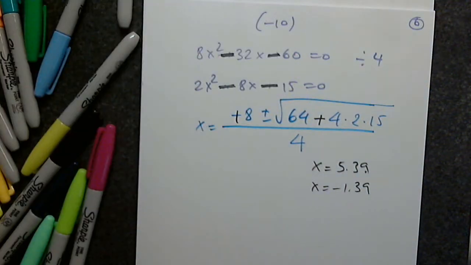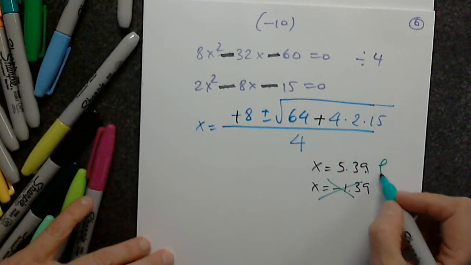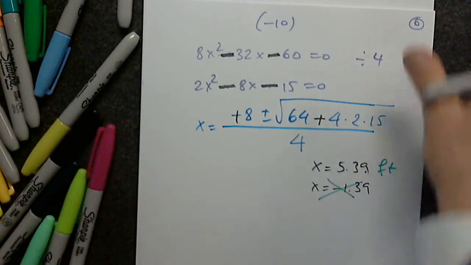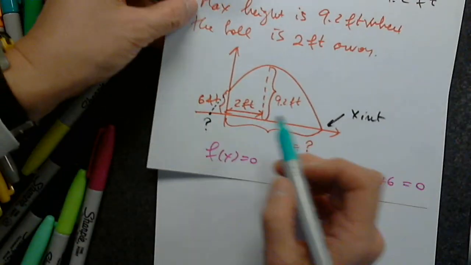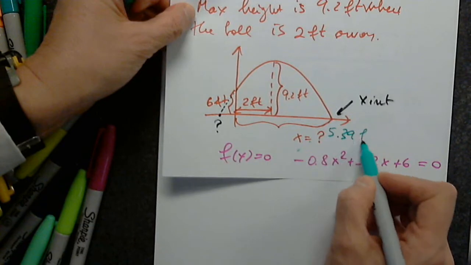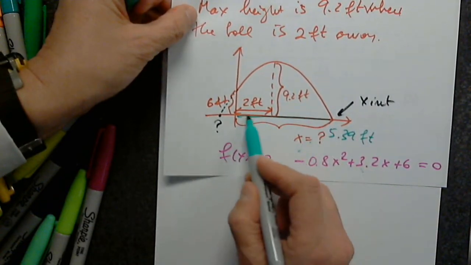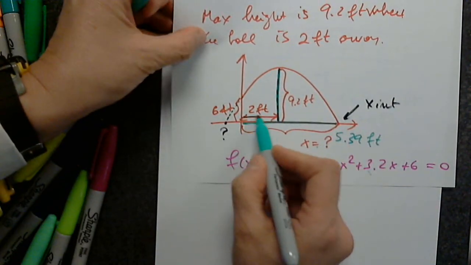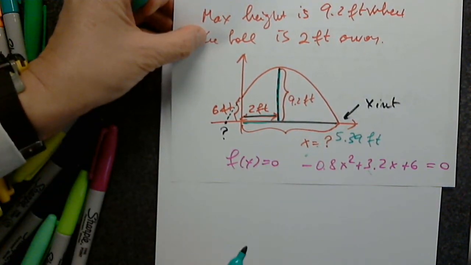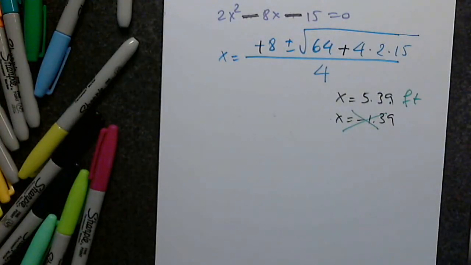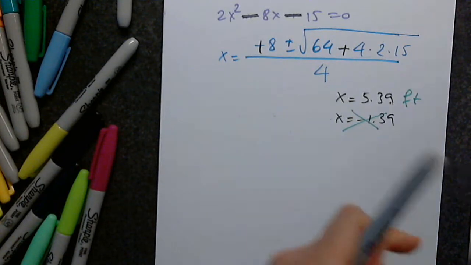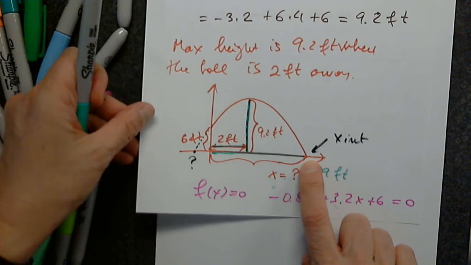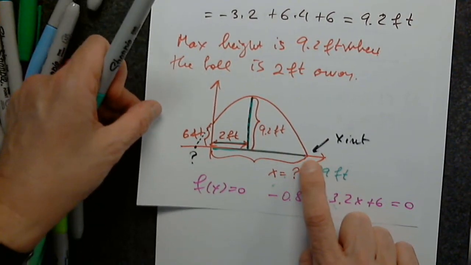So of course this one doesn't make any sense for us, and this is 5.39. So again, how does this work? This is the 5.39 feet. This is 5.39. This is 9.2. And this is 2 feet. And that was a word problem in which... Wait, which was the 5.39? Yes, the maximum distance where it hits the ground, the X-intercept. Is that okay, everyone? The X-intercept.